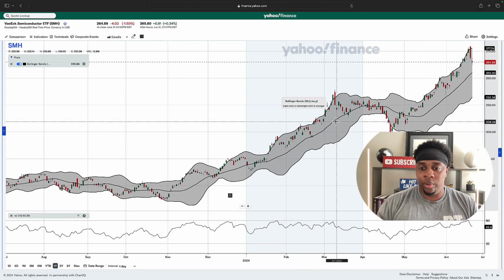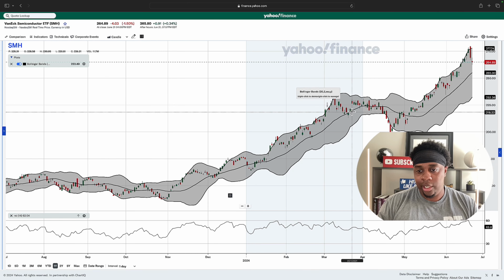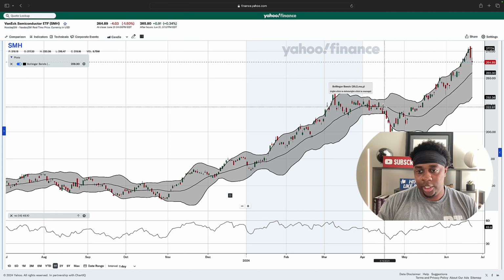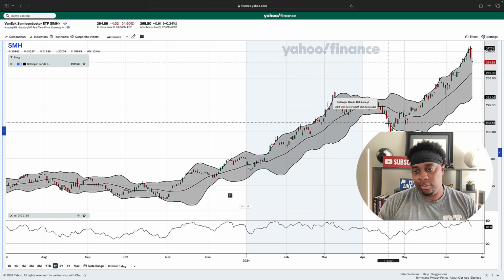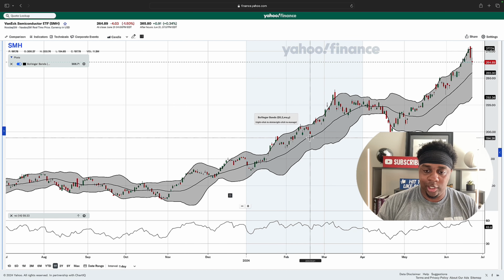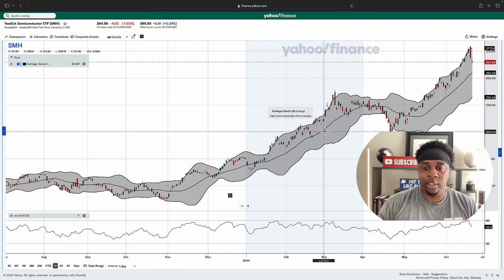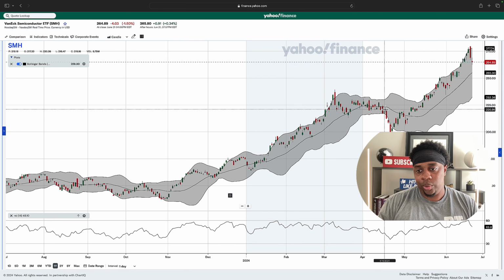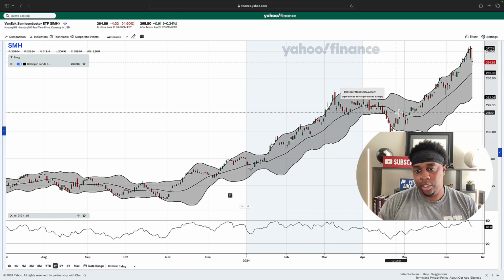And also the direction that the middle line points usually tells you the trend. So as this line goes down, you see the stock itself or the ETF dropped. And so you see how like this line is going up, that's signifying an uptrend. It's going down, downtrend.